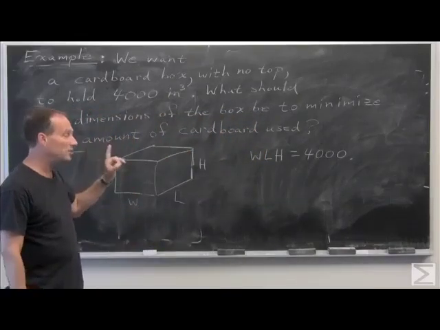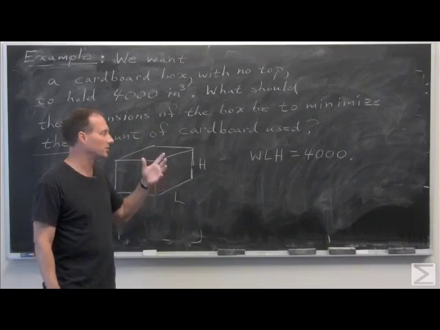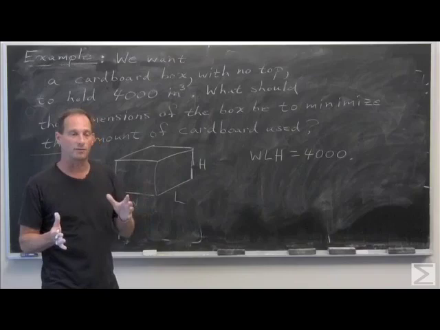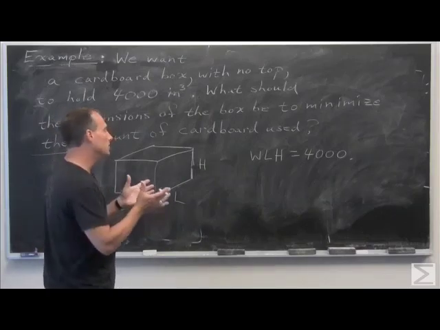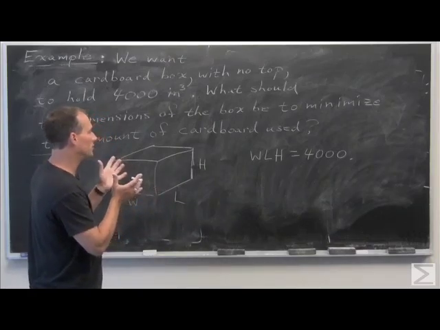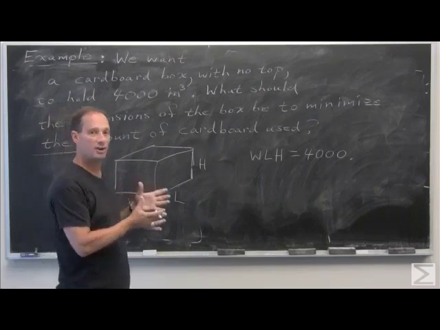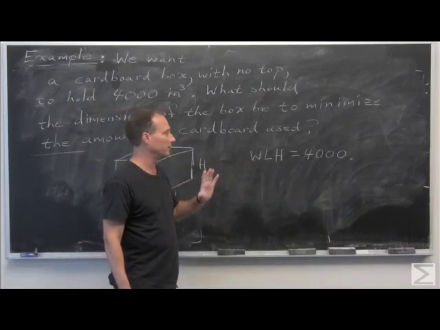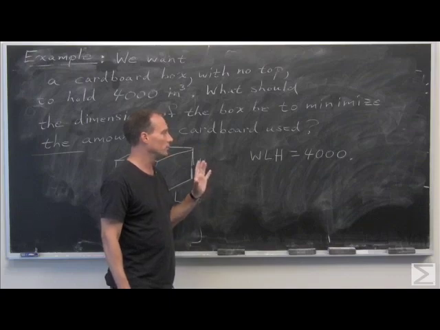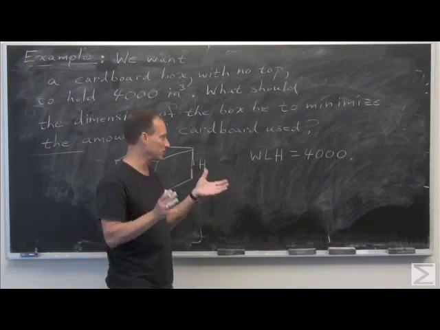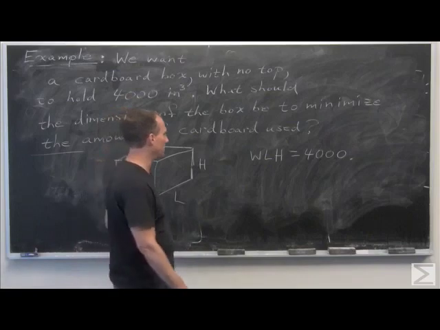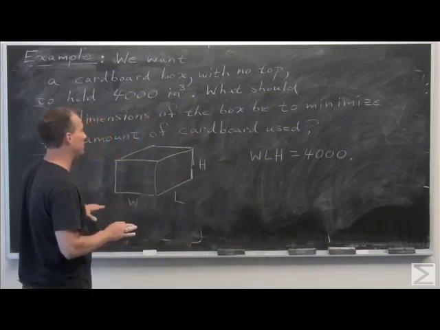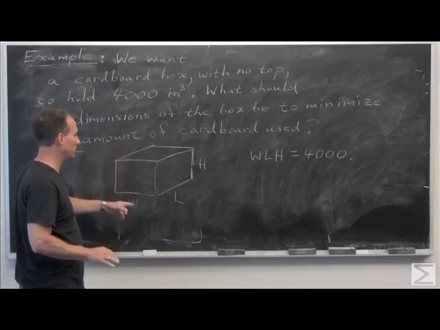So this is not what we're trying to maximize or minimize. This is a constraint, just like the equation for the plane gave us a constraint in the last problem. It tells you that W, L, and H are not allowed to vary independently. And we're going to solve for one of these and eliminate it in the function that we're about to write so that we're dealing with a problem in which all our variables can vary independently. What is it we're trying to maximize or minimize? We're trying to minimize the surface area.